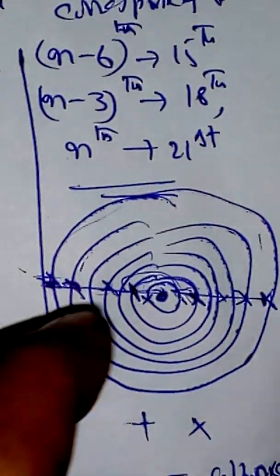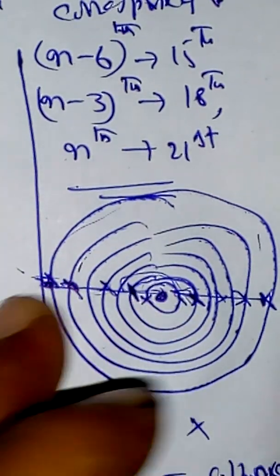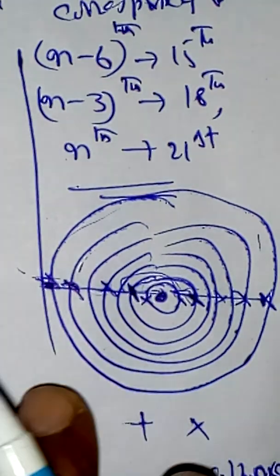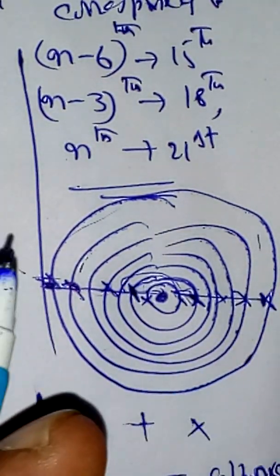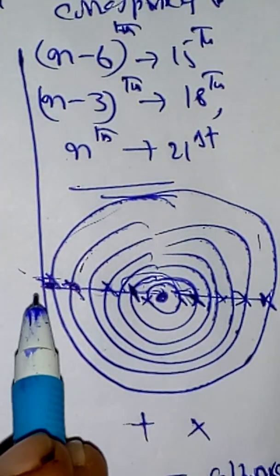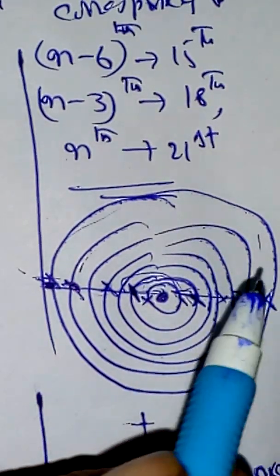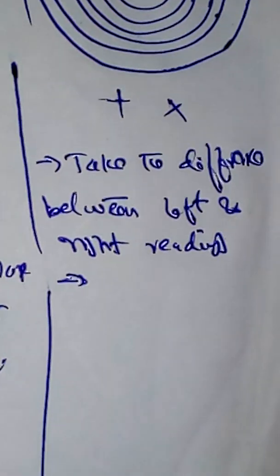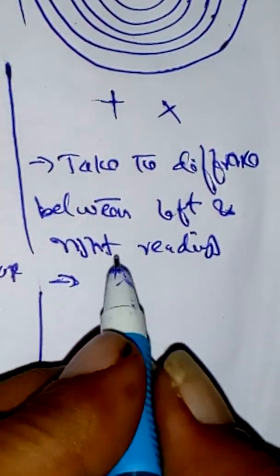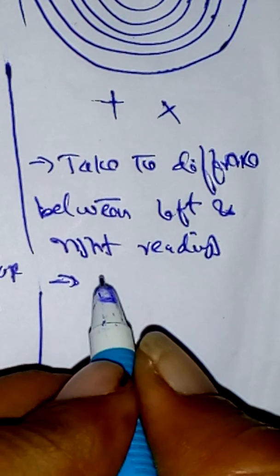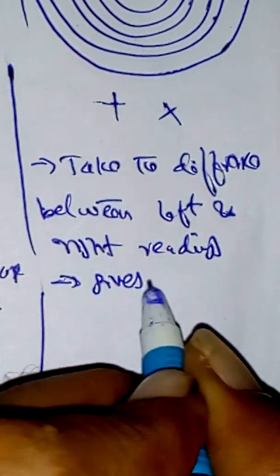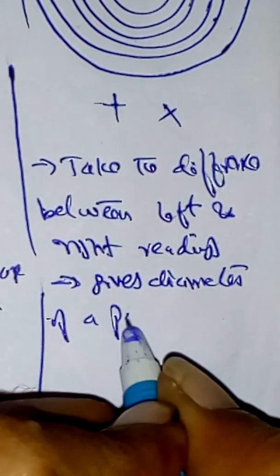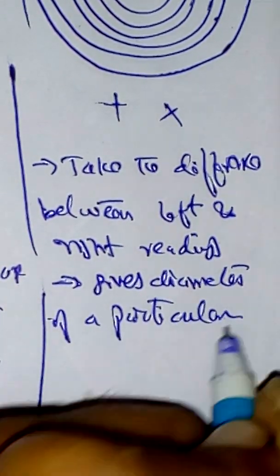Like that, having taken all the readings on both the left side and the right side, if you calculate the corresponding difference between each of them, that means n minus 3 on the left, n minus 3 on the right, n minus 6 on the left, n minus 6 on the right, n minus 12th on the left, n minus 12th on the right. Like that, if you go on taking readings, the difference between the left and right readings gives the diameter of a particular ring.